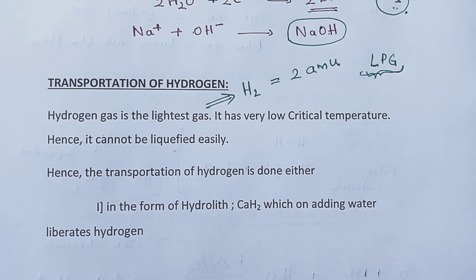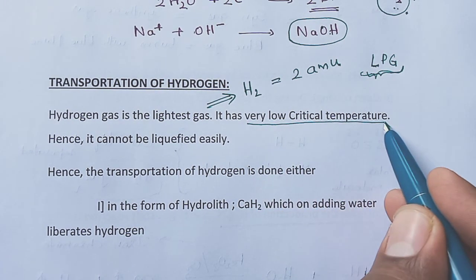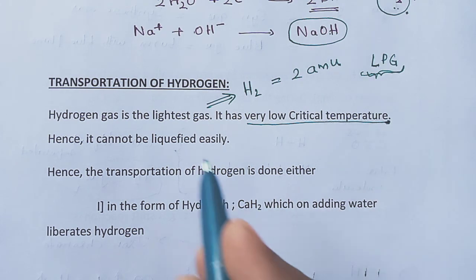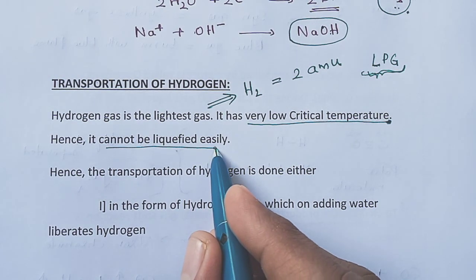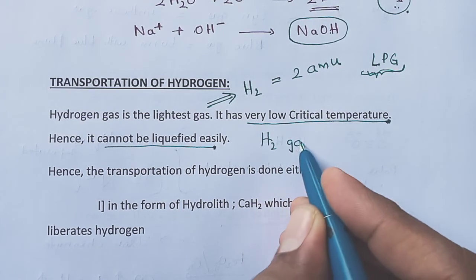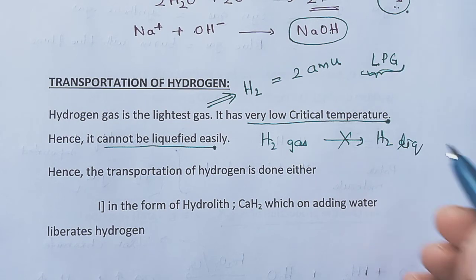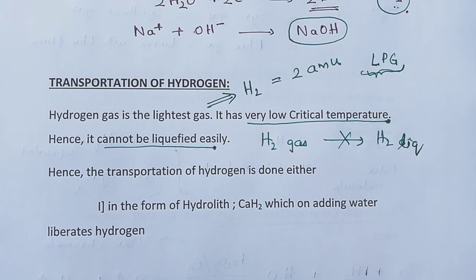But we face a problem here. The problem is, it has a very low critical temperature. When the critical temperature is very low, it will become difficult to be liquefied. Therefore, hydrogen gas cannot be converted into hydrogen liquid easily. When we are not able to convert this into liquid easily, we cannot transport it from one place to another place through cylinders. Therefore, transportation of hydrogen has become a problem.